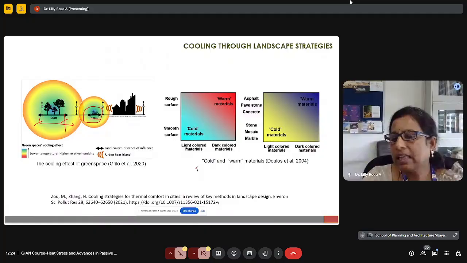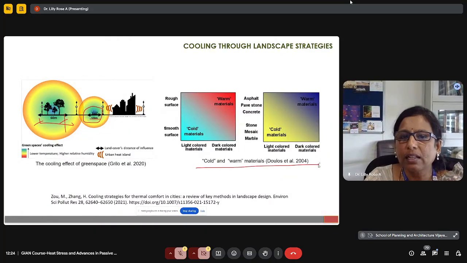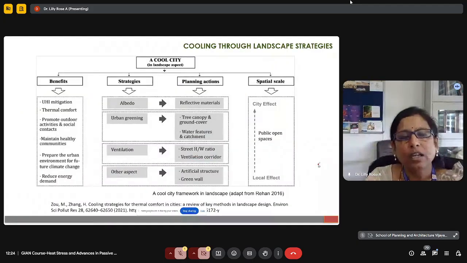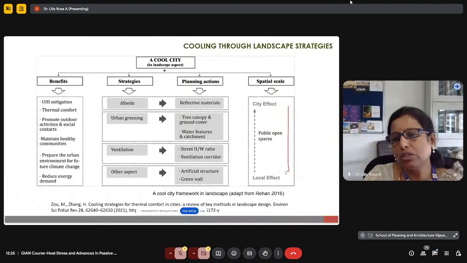Similarly, the materials, I think yesterday we had Professor Matt presenting on a lot of these cool materials, a list of 9 phase of materials which he discussed. So these materials used in pavement can also vary the outdoor thermal comfort, and the ranges vary from local to city level. Integration of artificial structures like green wall, green roof, fountains can affect at the local scale.